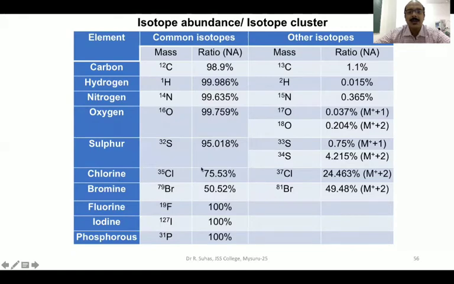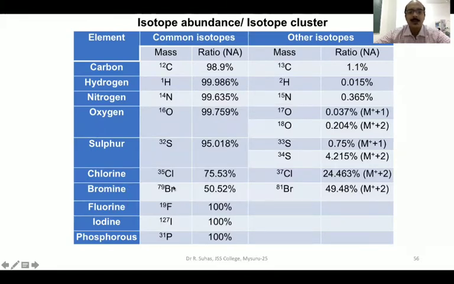Coming to chlorine, it has two different isotopes, Cl35 and Cl37. Cl35 exists in 75.53%, whereas Cl37 exists in 24.463%. So this will be M plus and this will be M+2. Why is it M+2? Because there will be two mass units difference between Cl35 and Cl37: 35 and 37, two mass units. That's why we don't see an M+1 peak in the case of chlorine. We will only see M plus and M+2.